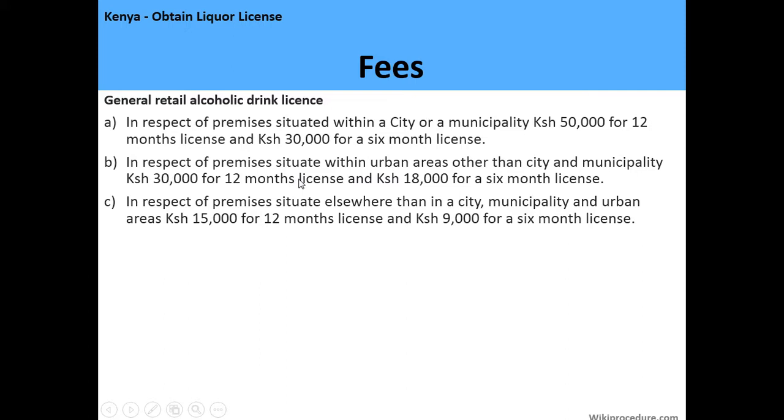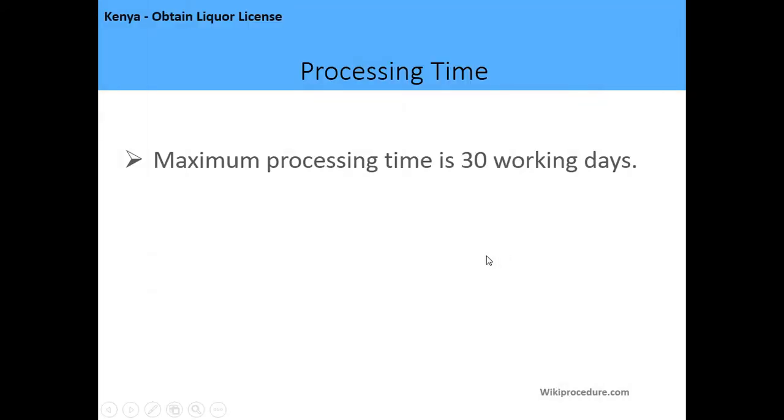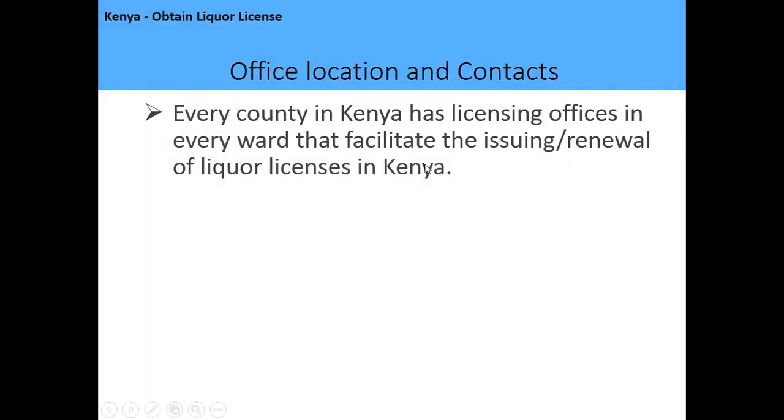And in respect of premises situated within urban areas, it is 30,000 for 12 months, 18,000 for 6 months. For premises situated elsewhere in the city, it is 15,000 for 12 months and 9,000 for 6 months. The validity period is 1 year. Maximum processing time is 30 days if you're applying in person, and if you're applying online, it's 1 day. In other information, every county in Kenya has licensing offices in every ward that facilitate the issuing and renewal of liquor licenses in Kenya.